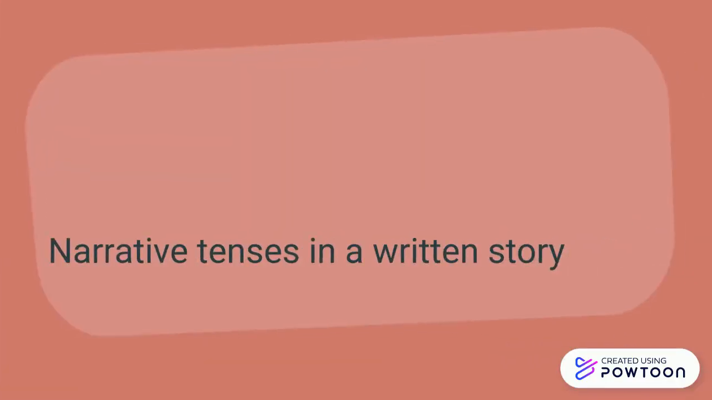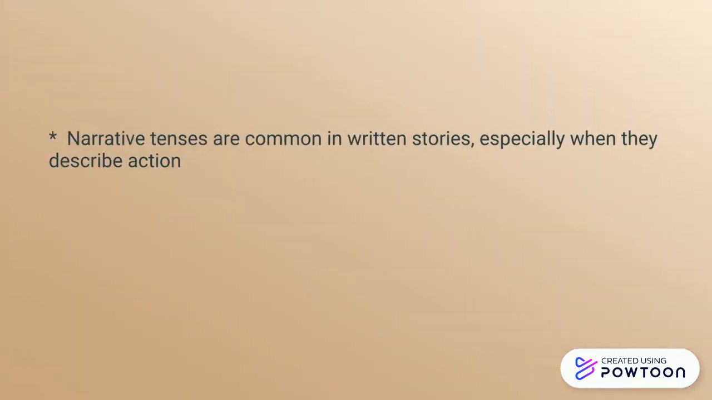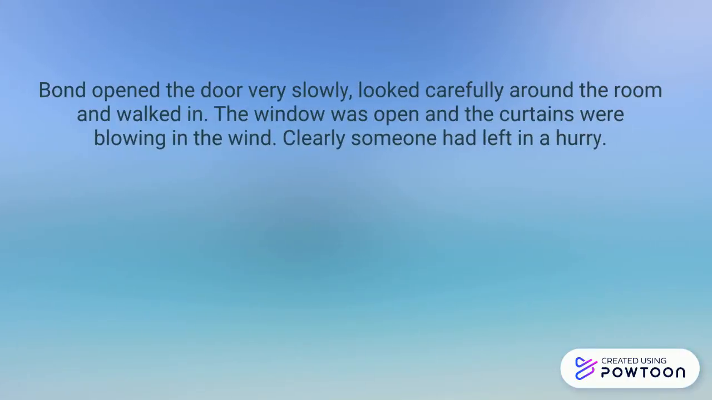Let's look at examples of narrative sentences in a written story. First of all, they are going to be very common in this type of story, especially when you are describing an action. Look at this example. Bon opened the door very slowly, looked carefully around the room, and walked in. The window was open and the curtains were blowing in the wind. Clearly, someone had left in a hurry.